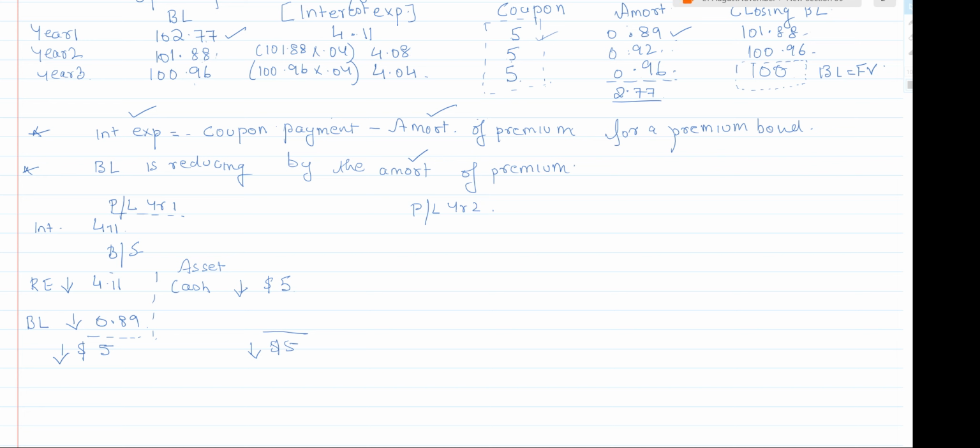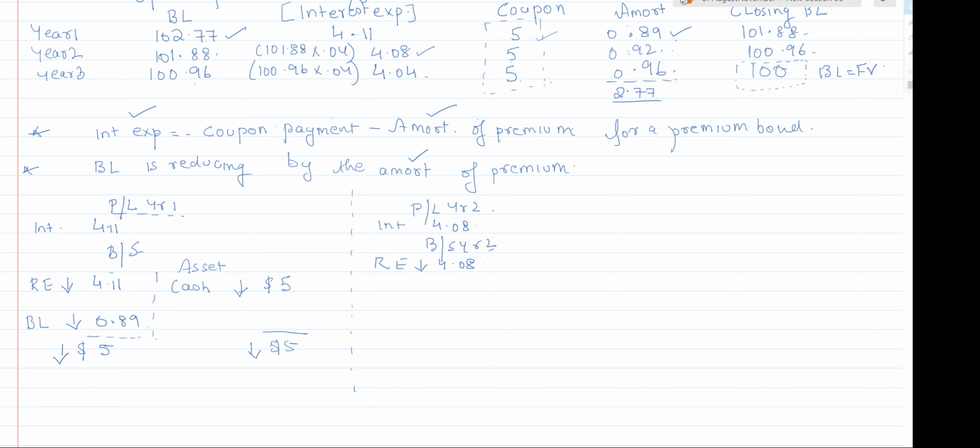P&L of year 2, interest expense. So let me make a line. Interest expense that would be booked is 4.08. Balance sheet, year 2. Guys, my retained earnings would go down by 4.08, right? Because my interest expense is 4.08, so my net income would reduce by the amount of interest expense. So retained earnings would also reduce by the amount of interest expense.